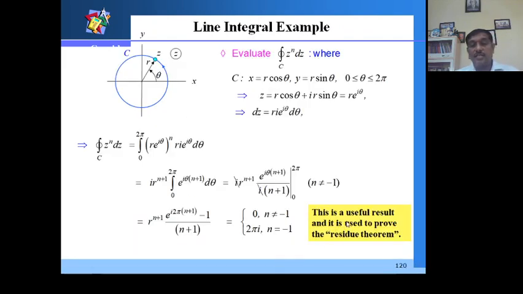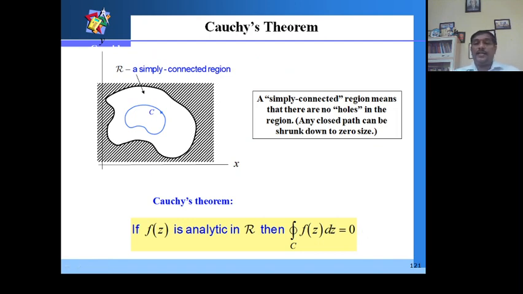This is a useful result and it is used to prove the residue theorem. Now we will discuss Cauchy's theorem. Some of the line integrals are important here. There are three important relationships we must remember to prove the theorem. The integral from a to b of f(z) dz, if you interchange the limits, becomes minus the integral from b to a of f(z) dz.